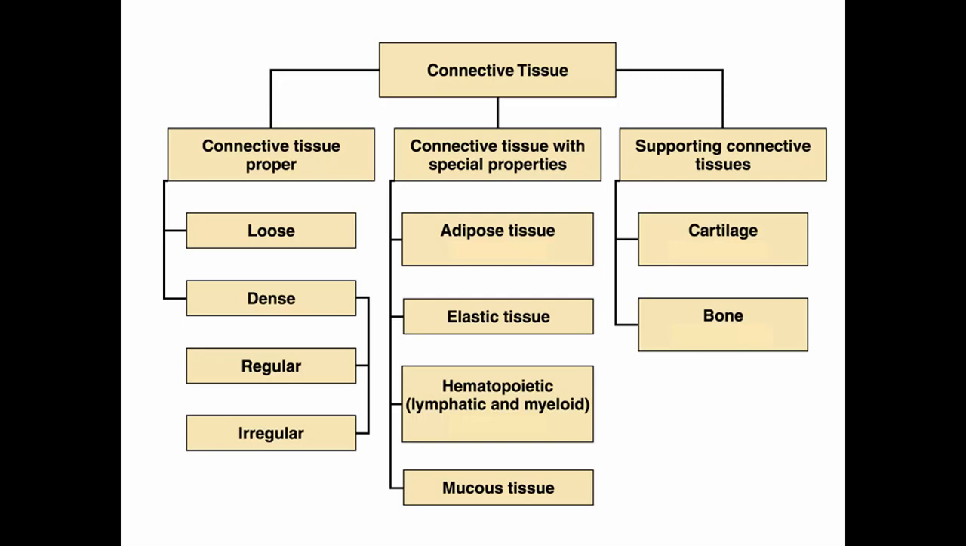There are other kinds of connective tissues that we'll get to later in this talk. The connective tissues with special properties: adipose tissue, elastic tissue, you heard a little bit about that. Now, hematopoietic tissue, you're going to have a separate lecture and lab on that. That's the tissue that produces blood cells. It's a fatty tissue with a lot of stem cells in the bone marrow. We won't talk about that today.